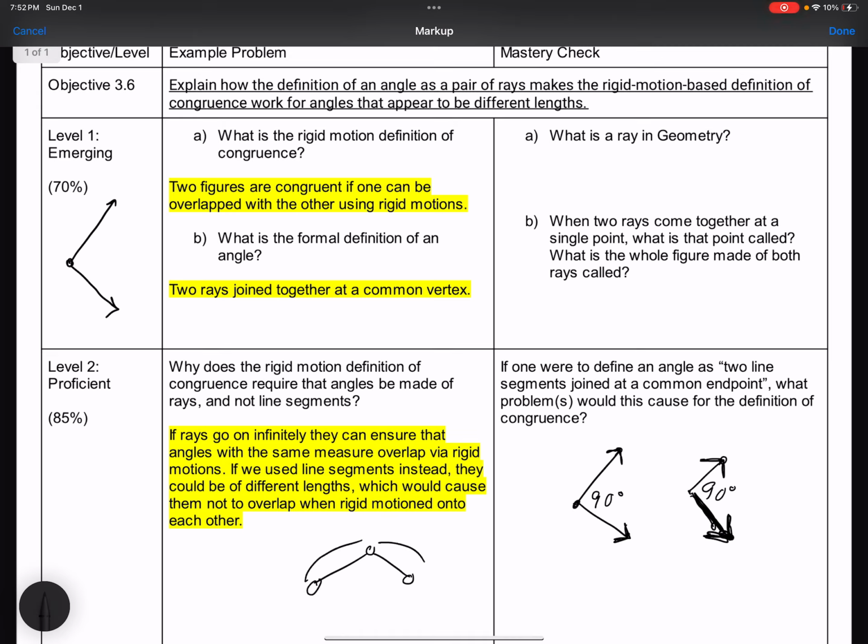They're only this long or only this long. Maybe they're only 5 meters long or 5 inches long, whatever. Then they're not going to be able to overlap with any other angle with the same number of degrees. So that's why the formal definition of an angle always includes rays, not line segments, so that it doesn't matter what size we're using.